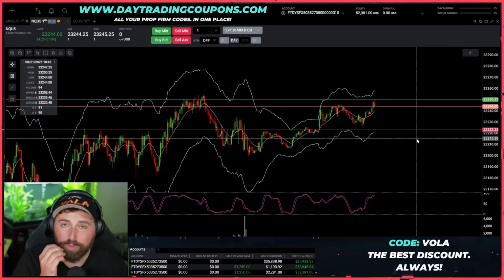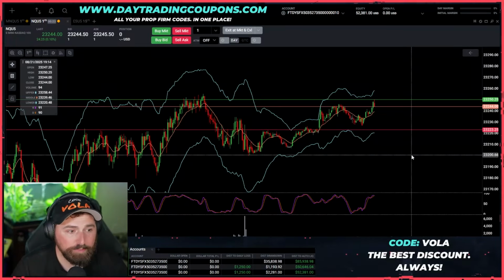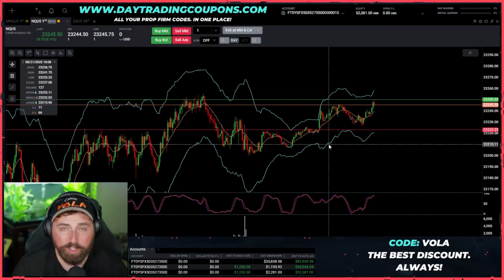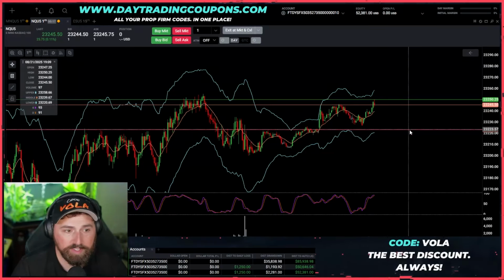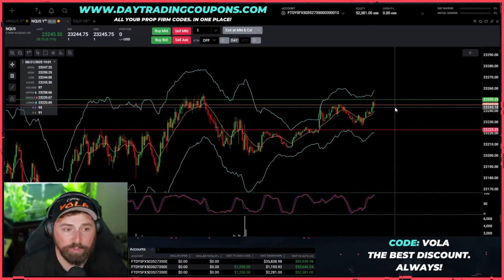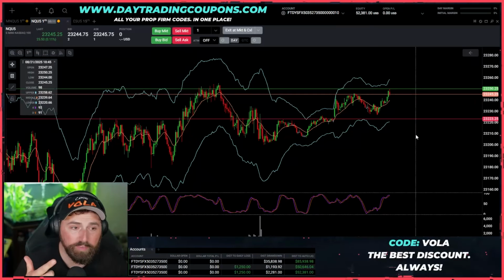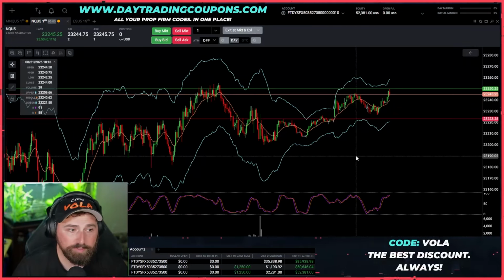How do I use these? To make it short and sweet, I basically wait for price to go into the outside band or the lower band. It doesn't really matter, just one of the bands. And I will look for a reversal based off of that movement. Avoid news, avoid the open, at least like the first 10 to 15 minutes of the open, and you should be good.